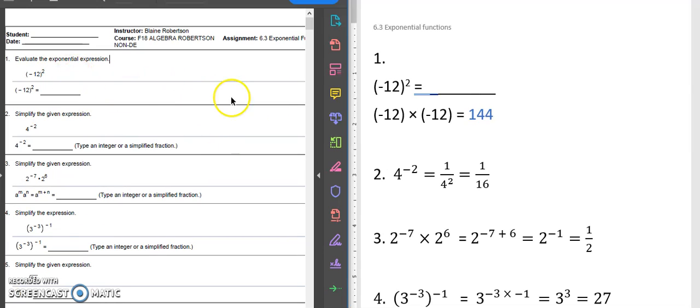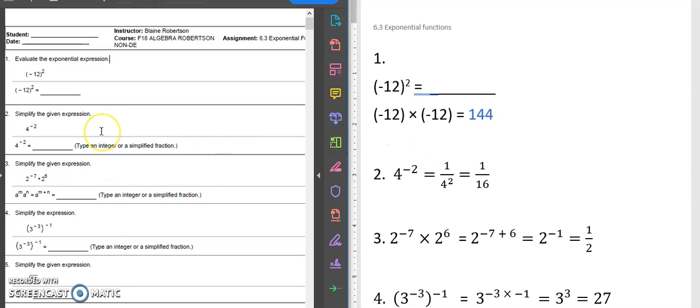I have the problem copied over here on the right side. So you're evaluating -12 to the second power. Obviously, if you're just squaring it, that means you're doing -12 times -12. That gives you 144. This is what you would be typing in the blank. And now we're moving on.